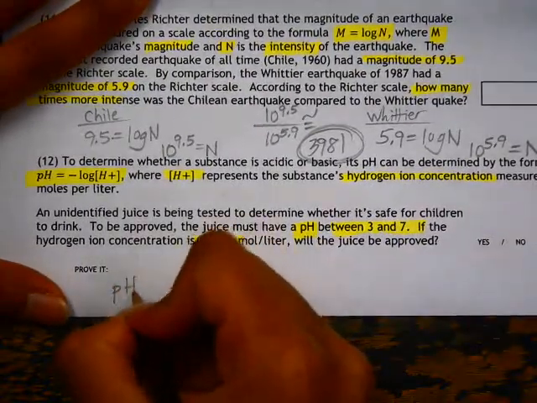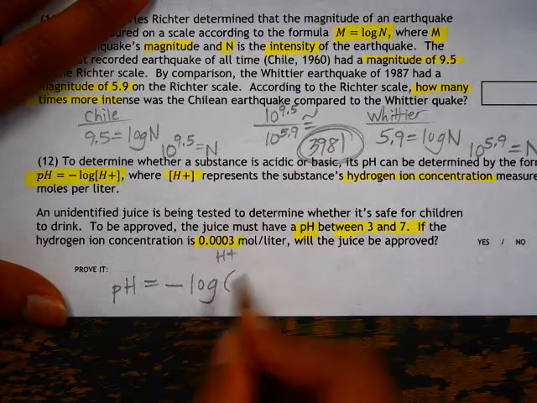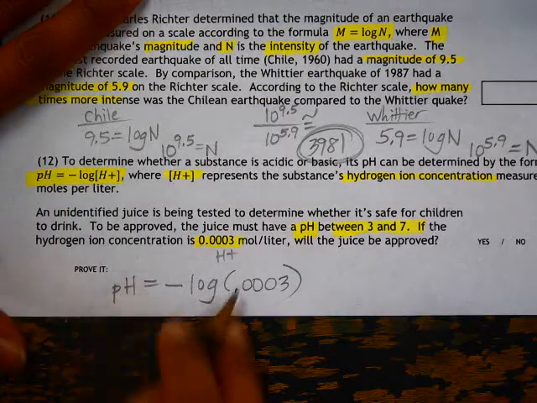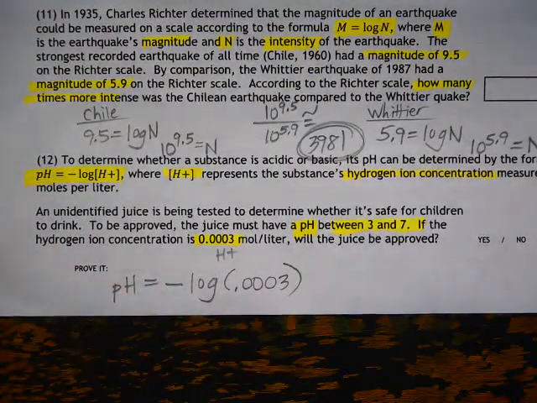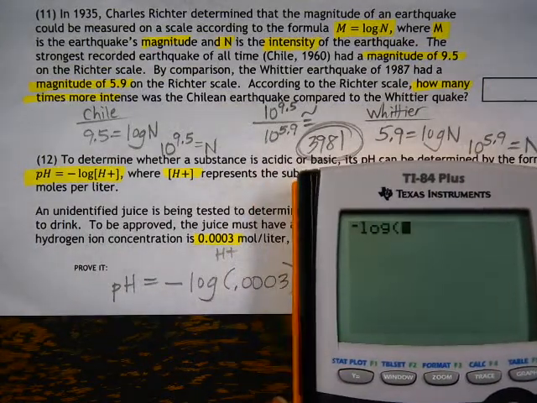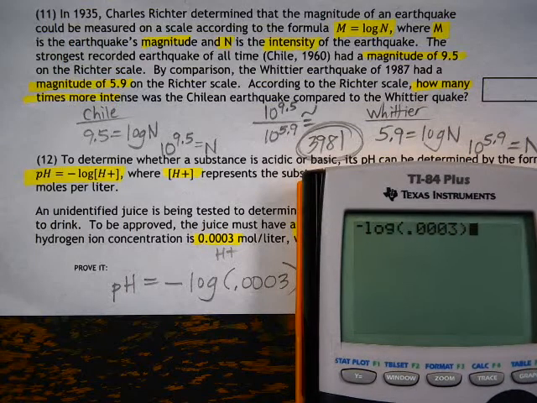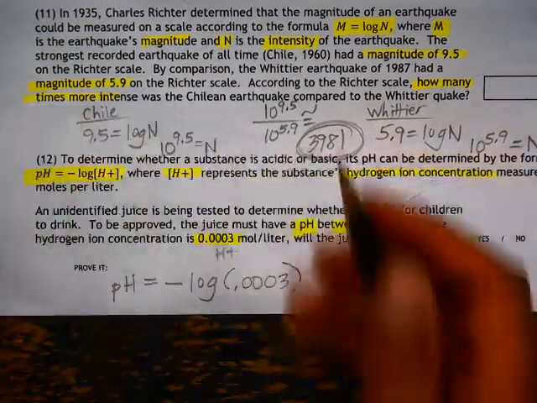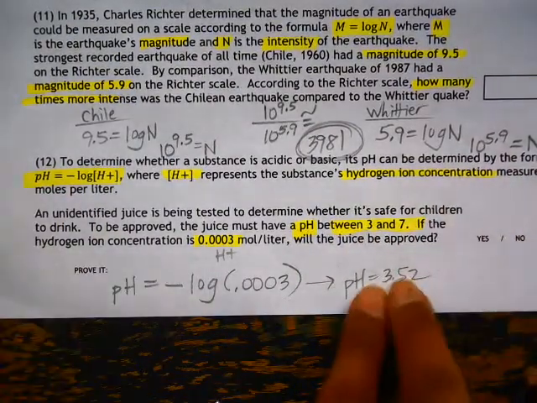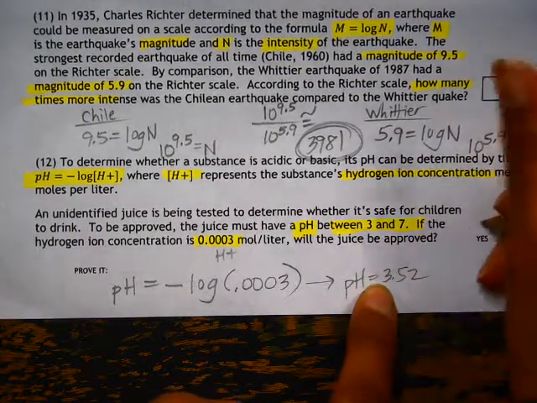So pH is equal to negative log of the H+, so 0.0003. If we're evaluating this, since this is log base 10, we could use a calculator to do that. So negative log 0.0003 is equal to 3.52. The pH is equal to 3.52. Since we fall between the acceptable pH levels, between 3 and 7, it will be approved.